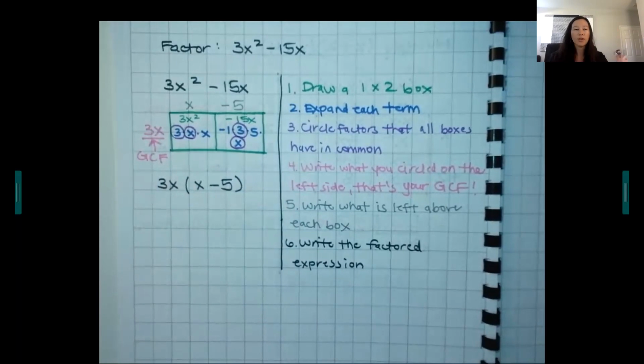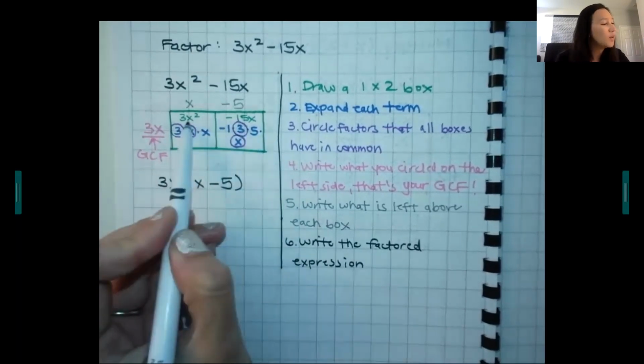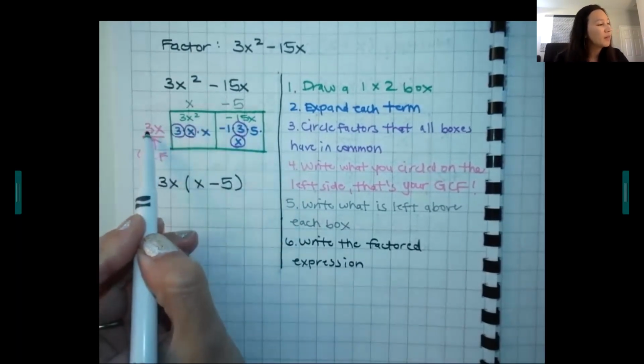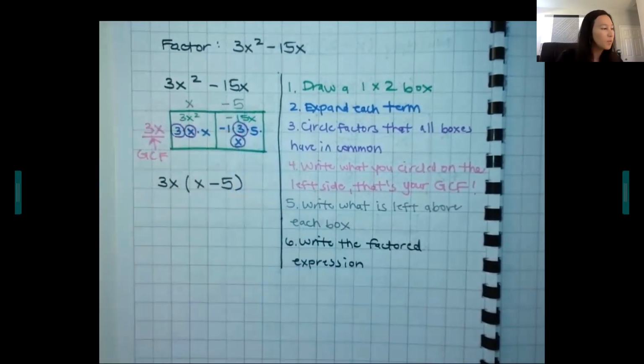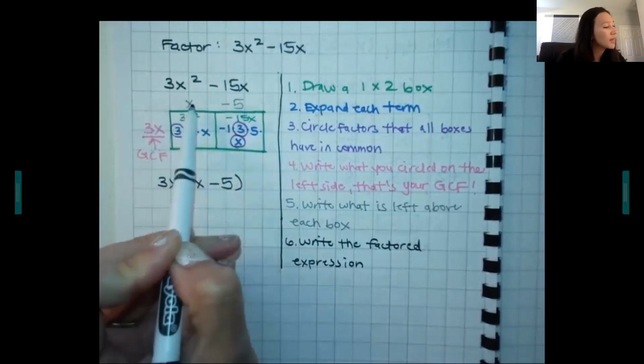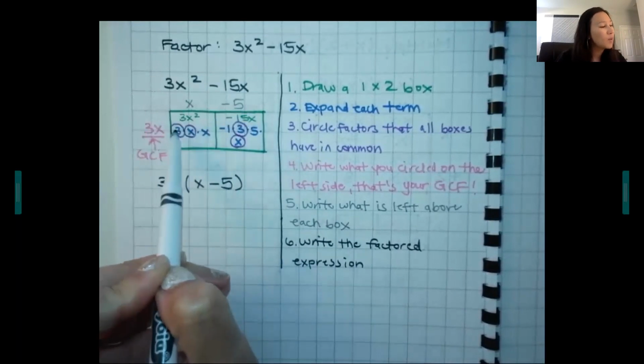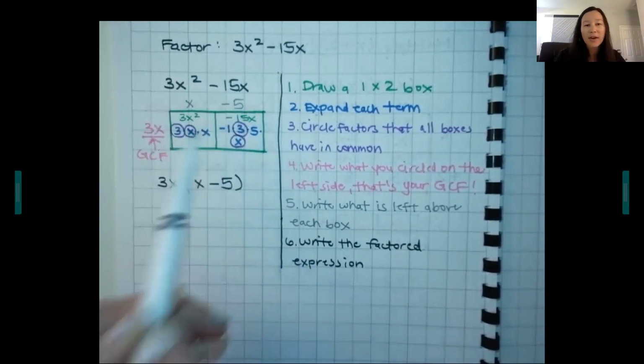So see how now we're doing the reverse, we're working backwards. So we're starting with the area, and then we found the length and the width. Where last unit, we had the length and the width, the 3x and the x minus 5, and then we would multiply to find the area inside.